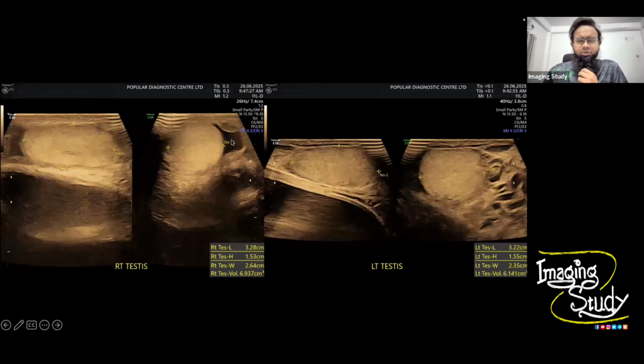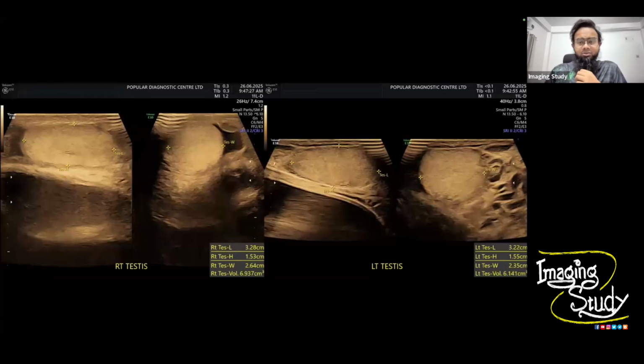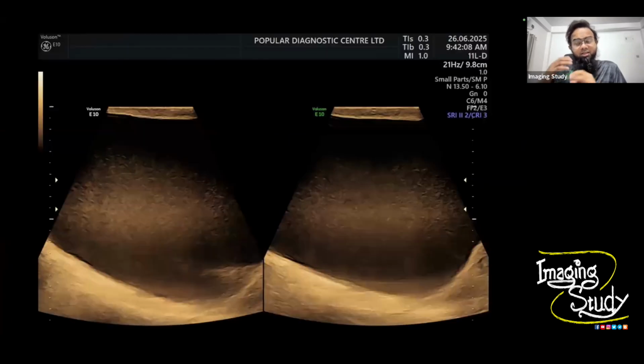So the right one shows a slight hydrocele, but there was a huge swelling in the right hemiscrotum. So let's see what it was. If you put the probe a little bit lateral or upwards, you can see a huge amount of fluid within the right hemiscrotal sac. But this is not the fluid within the tunica vaginalis. So this is a separate fluid collection.